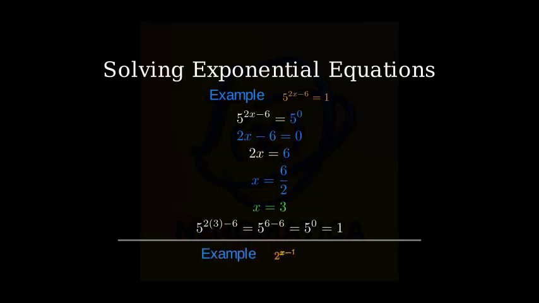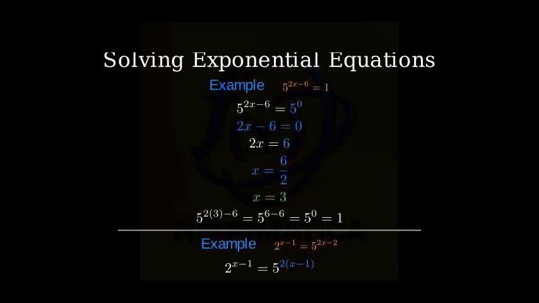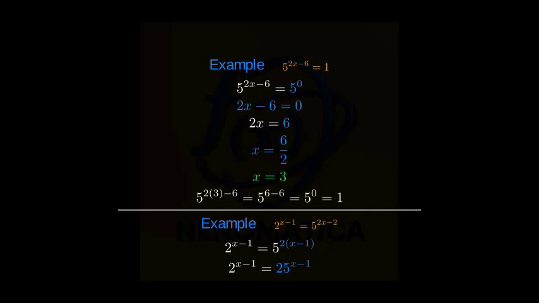For our second example, we have the equation 2 raised to the power of x minus 1 equals 5 raised to the power of 2x minus 2. We start by expressing the right side with a common exponent. Notice that 2x minus 2 can be rewritten as 2 times x minus 1. Now we can rewrite this using the power rule. 5 raised to the power of 2 times x minus 1 is equal to 5 squared raised to the power of x minus 1, which equals 25 raised to the power of x minus 1.